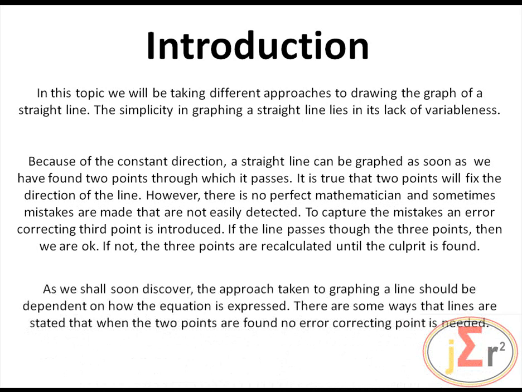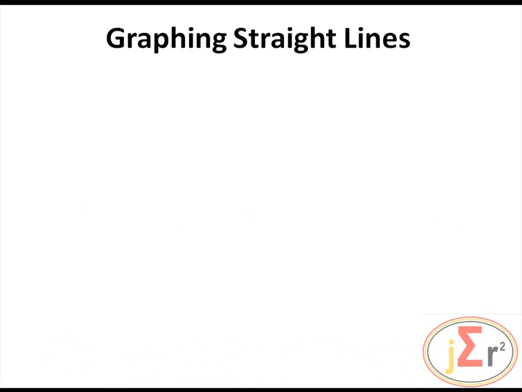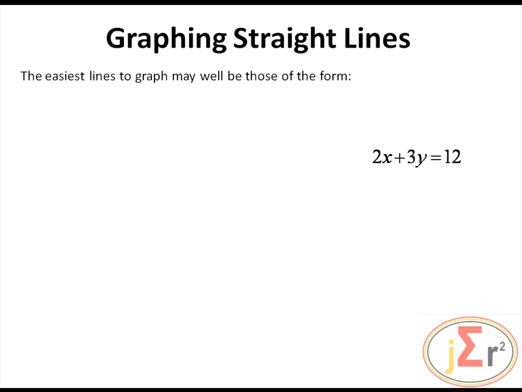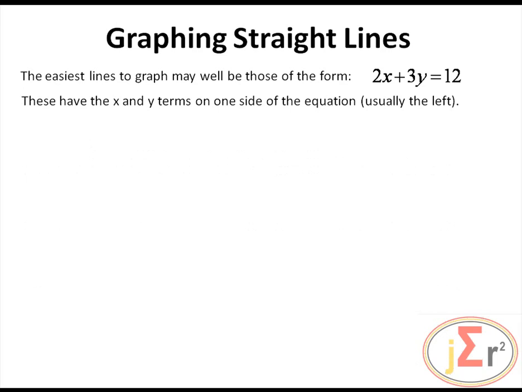As we shall soon discover, the approach taken to graphing a line should be dependent on how the equation is expressed. There are some ways that lines are stated that when the 2 points are found, no error-correcting point is needed. The easiest line to graph may well be those of the form 2x plus 3y is equal to 12. These have the x and y terms on one side of the equation, and it is usually the left side of the equation that the x and y terms are on. These are probably the easiest lines to graph.